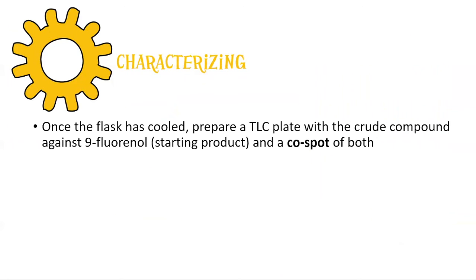To isolate and characterize your compound, you will allow the flask to cool and prepare a TLC plate with a crude compound against the 9-fluorenol starting product and a co-spot of both of them. So your TLC plate should have 3 lanes, one with the starting material, one with your crude compound, and the third with a co-spot, which consists of a mixture of the pure starting material and your crude compound. A co-spot can allow you to see small differences in compounds that are very similar.